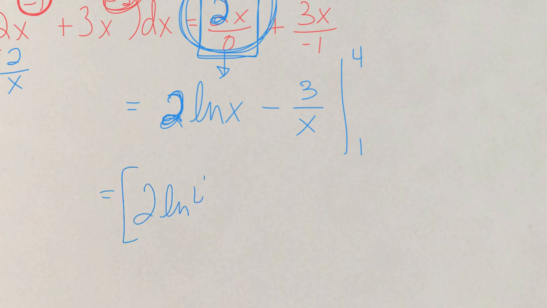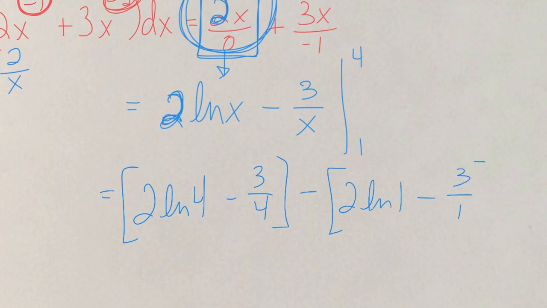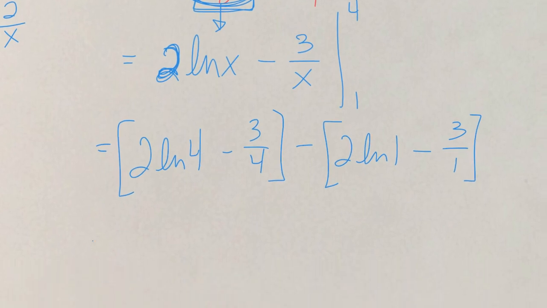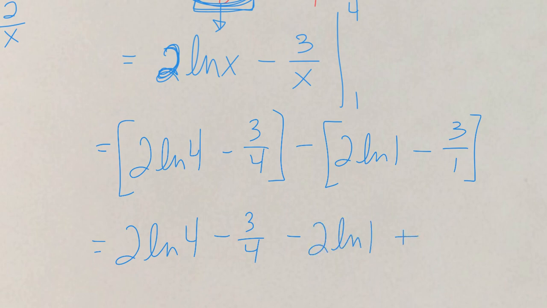2 natural logs of 4 minus 3/4, minus, let's evaluate it at 1. 2 natural logs of 1 minus 3 over 1. Okay? Now, without a calculator, we're not going to be able to write this in a mathematically satisfying way, but we can combine all of the like terms that we have here, which are negative 3/4 and positive 3.